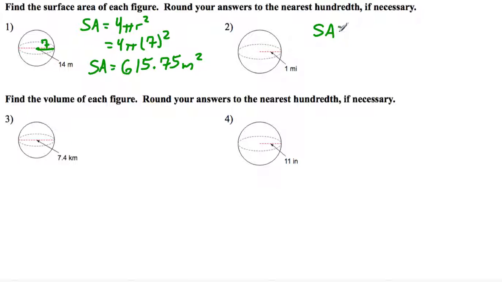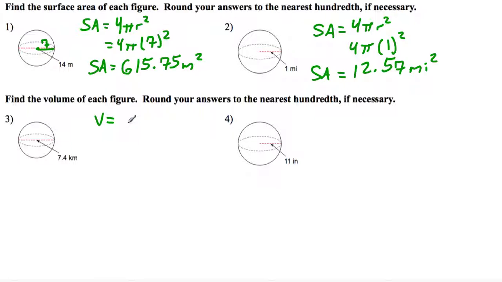Surface area for this next sphere is going to be 4 pi r squared. Now it's nice that the r here is 1. So we actually get 4 pi times 1 squared, which of course is just 1. So the answer is just going to be 4 pi, which if we multiply using a decimal, we get 12.57 miles squared.